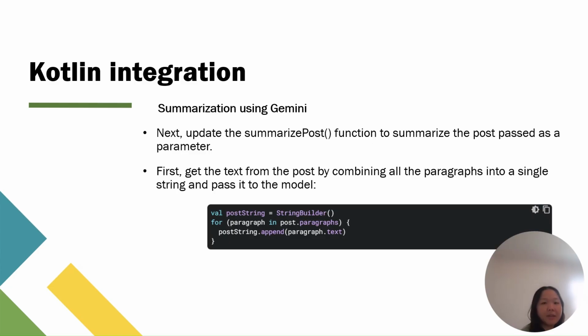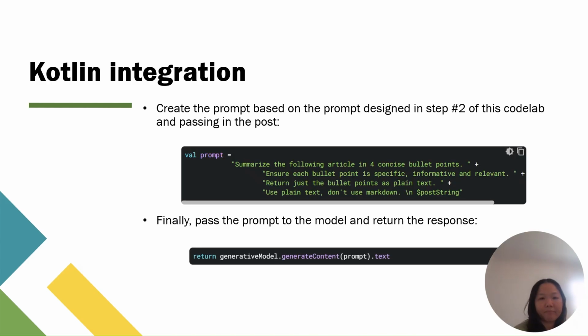Summarization using Gemini. Next, update the summarize post function to summarize the post passed as a parameter. First, get the text from the post by combining all the paragraphs into a single string and pass it to the model, as shown below. Create the prompt based on the prompt design in step 2 of this codelab, passing in the post. And finally, pass the prompt to the model and return the response.